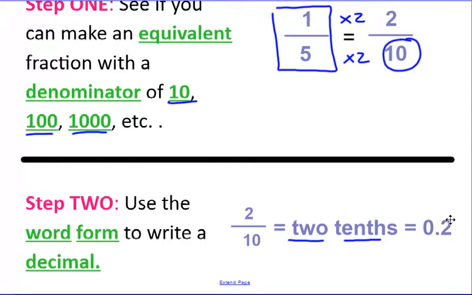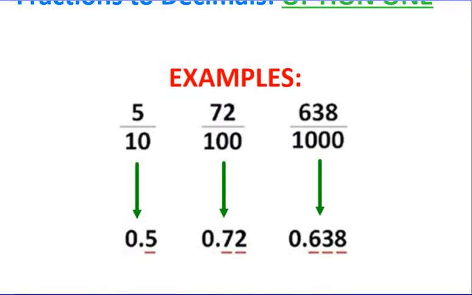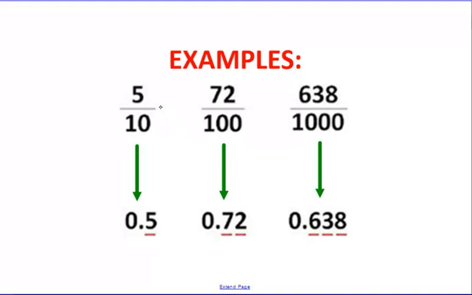Now, we're going to look at more examples of this, but this won't always work because, for example, if I have 1 over 3, 3 will not go into 10 or 100 or 1,000, etc. And so there's another solution for that. So this is another example of option 1. So if you have 5/10, that'd be 0.5. 72 hundredths is 0.72. 638 thousandths is 0.638.